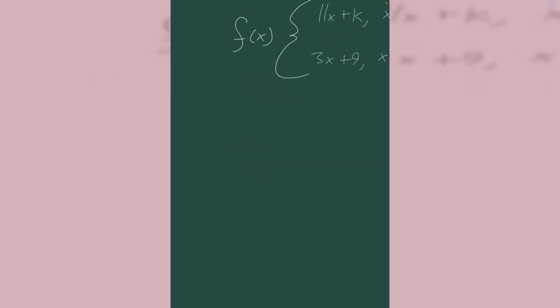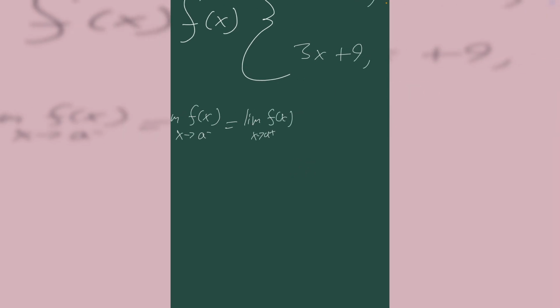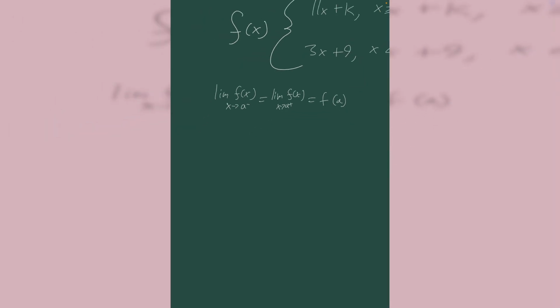Now we have to remember that a function is only continuous if the limit of f of x as x approaches a value a from the left is equal to the limit of f of x as x approaches a value a from the right, and that it's also equal to f of a. So let's apply this to our function.